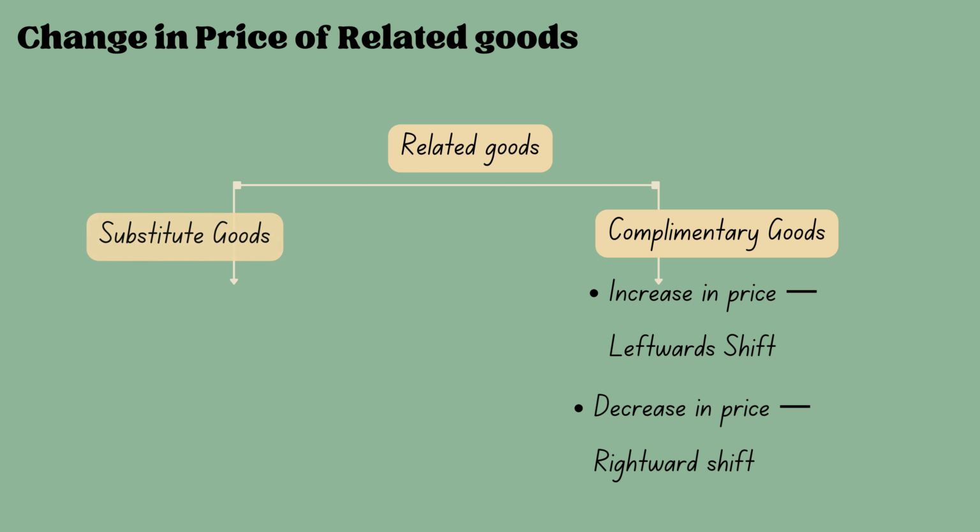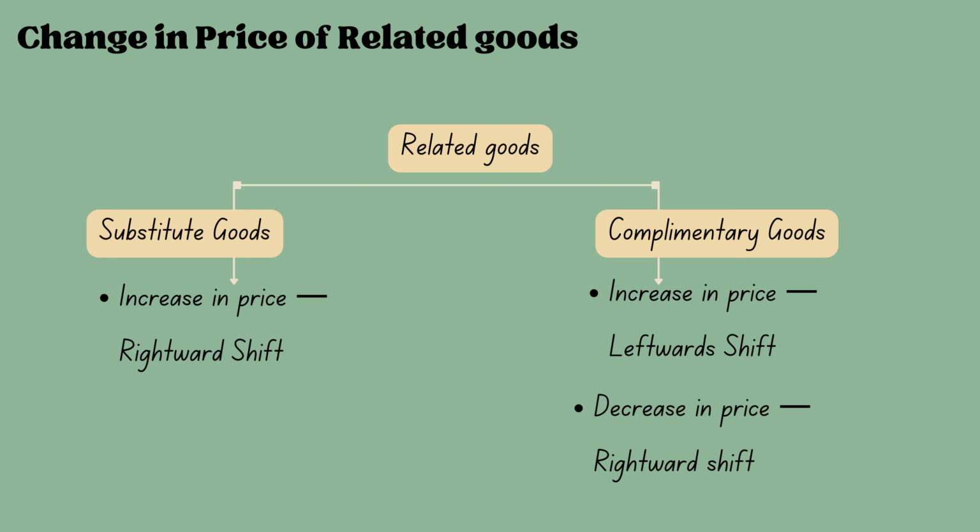For substitutes, it's the opposite. If price of a substitute good rises, the demand for our good increases and therefore there is a rightward shift of the demand curve. On the other hand, if the price of the substitute good falls, the demand for our good falls and our demand curve shifts leftwards.